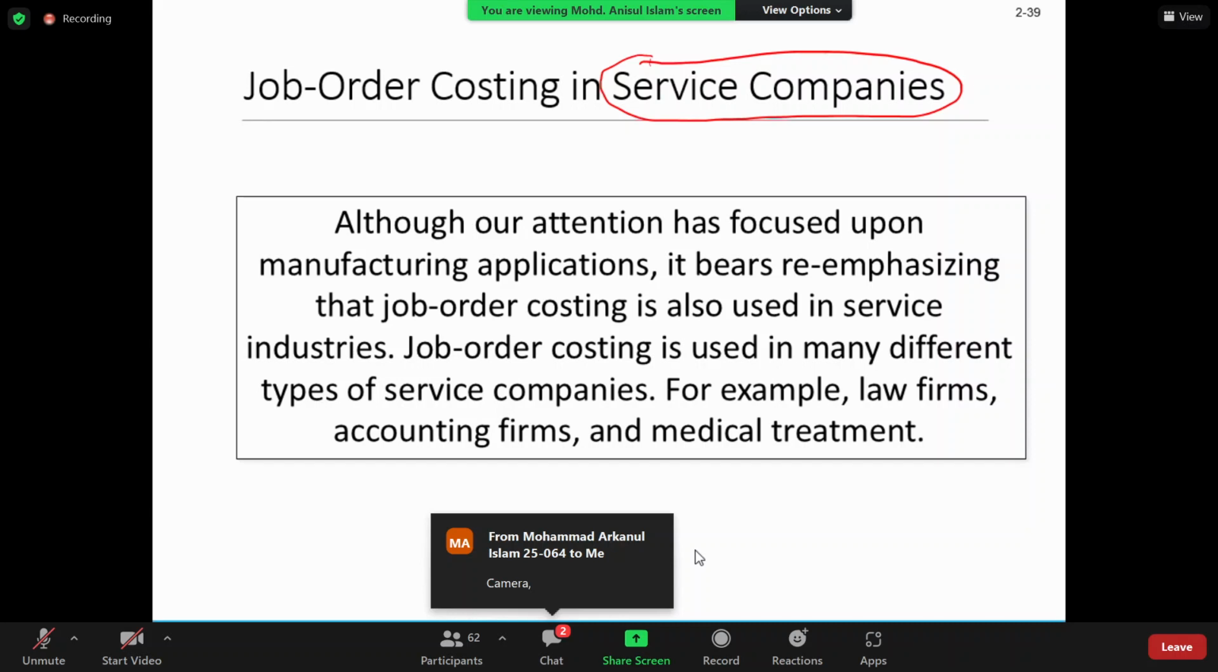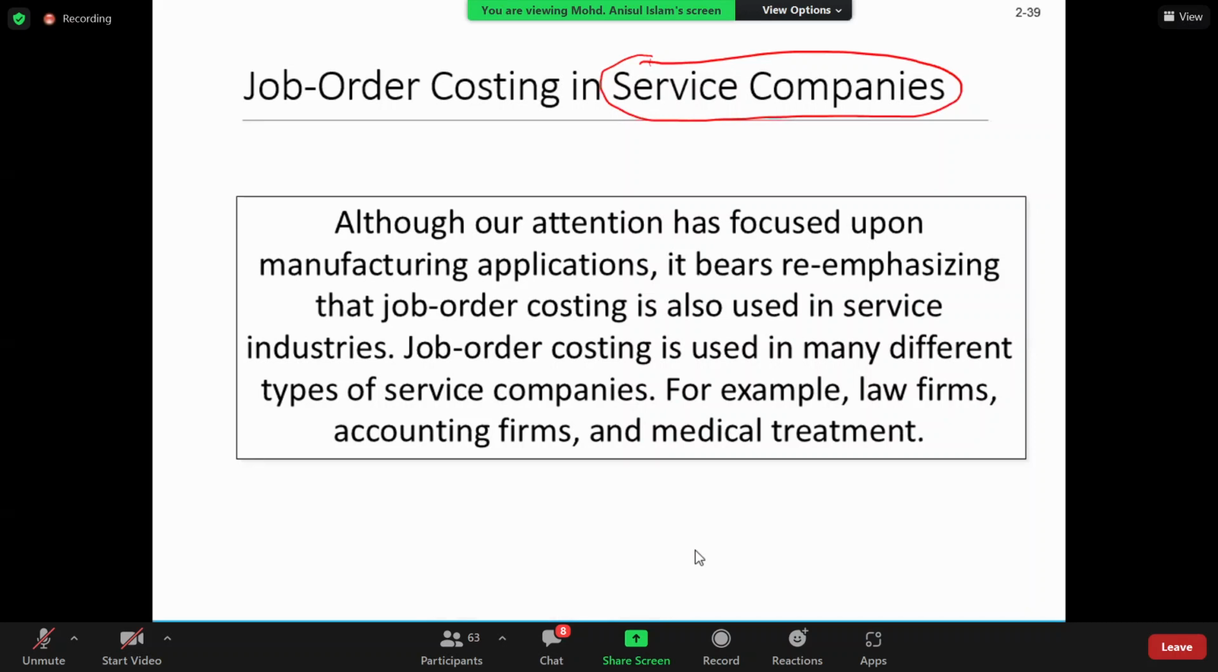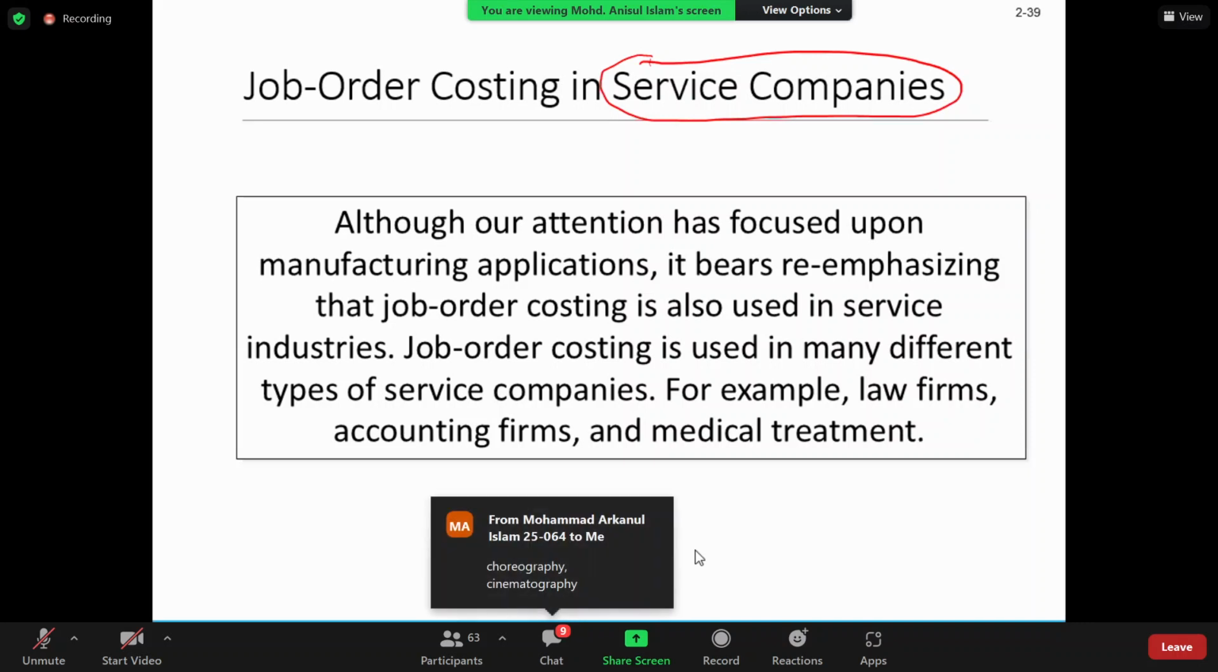Camera. Stage light, stage background, costumes, actors, remuneration. Okay, the responses are coming. It's very good. Let me pick some answers given by you: camera, stage light, stage background.